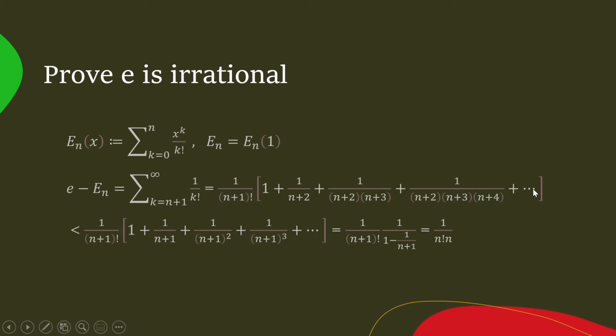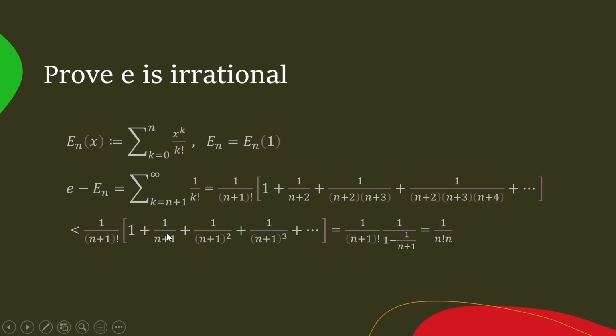And now what we can do is we can bound this quantity here, because for each of these individual denominators, we can decrease them. So let's decrease them all to n+1. So each of these terms, n+2 is going to become an n+1, n+3 will become an n+1, everything becomes an n+1. And so that will give us 1 over (n+1) factorial times this quantity here.